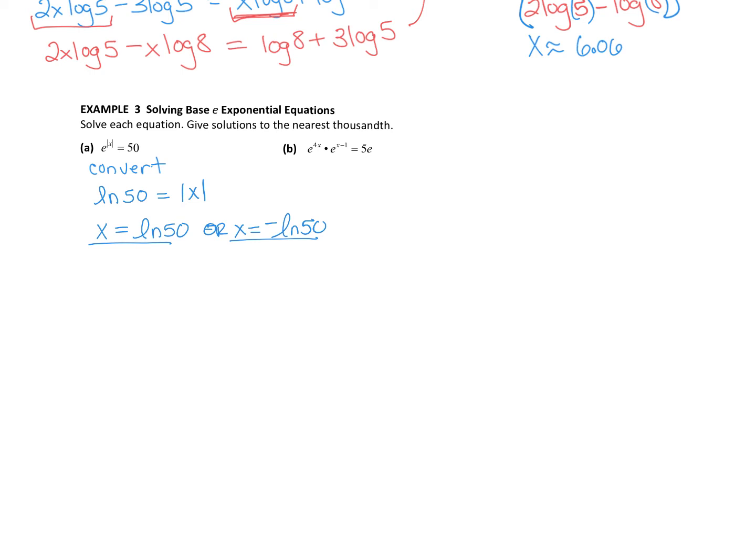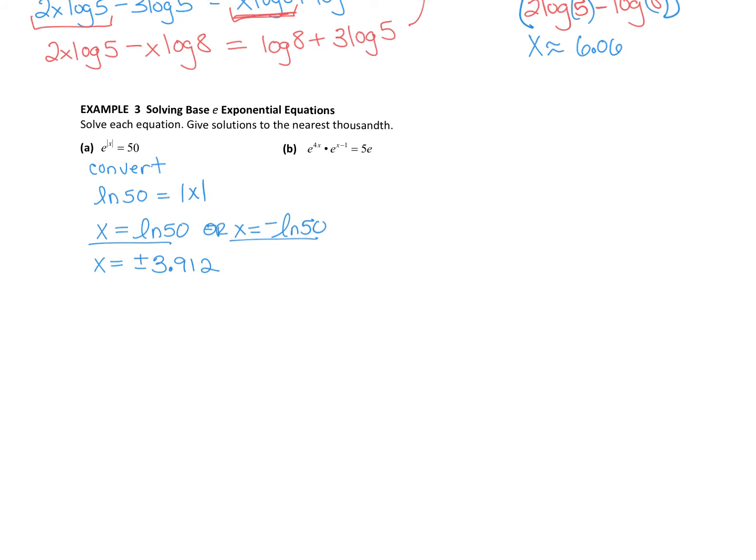So we're asked to do it to the nearest thousandth. So I'm going to do the natural log of 50 in my calculator, 3.912. So it'll be plus or minus 3.912.